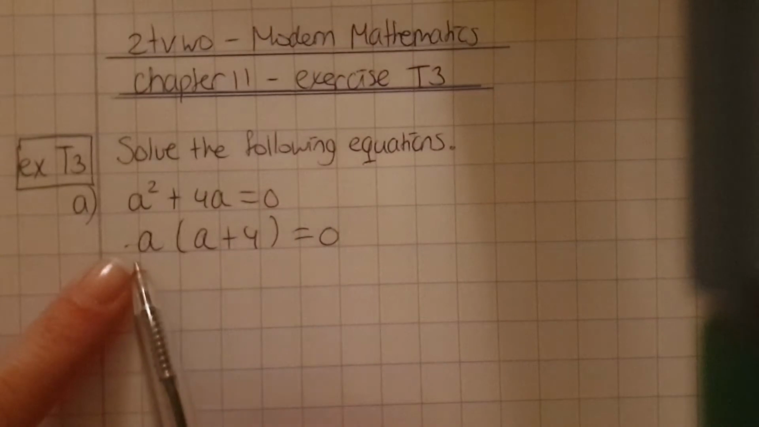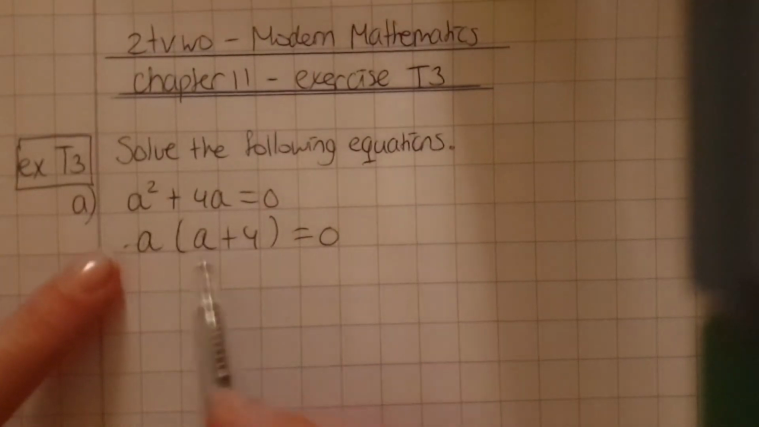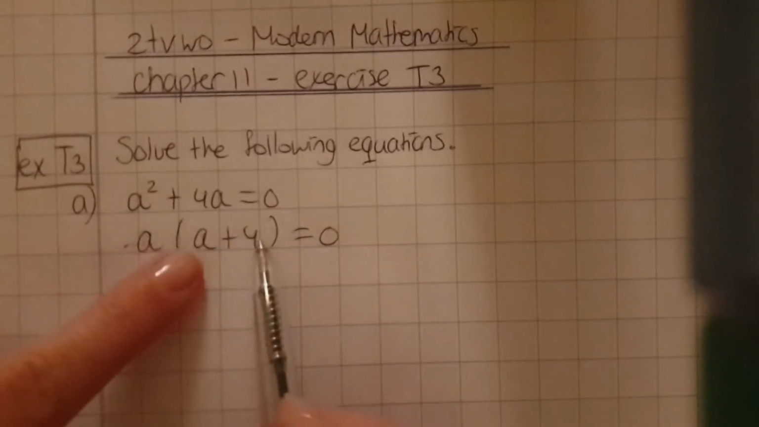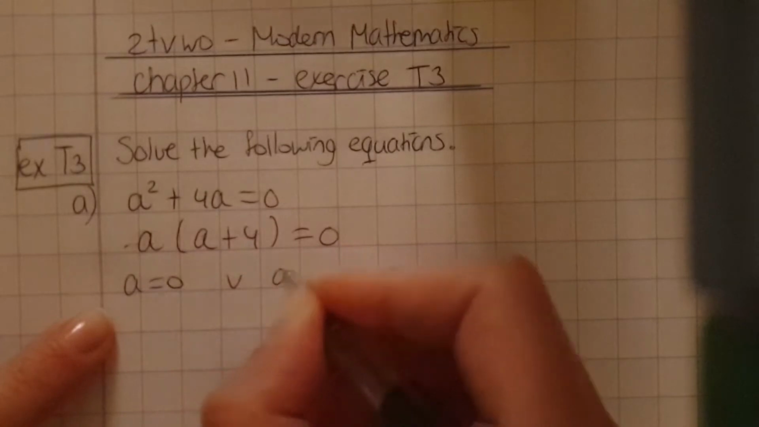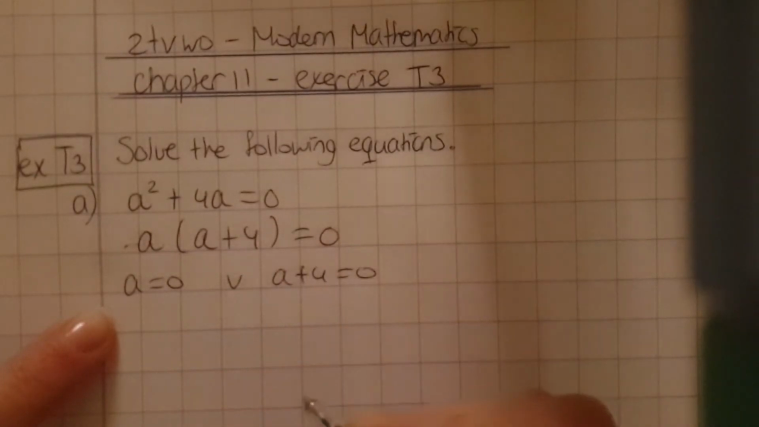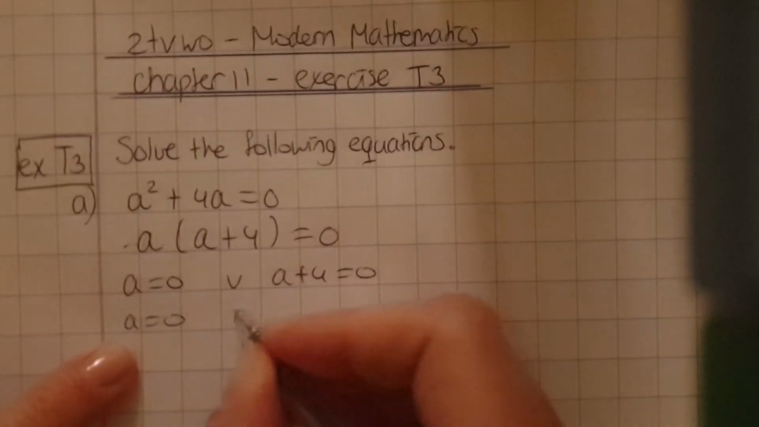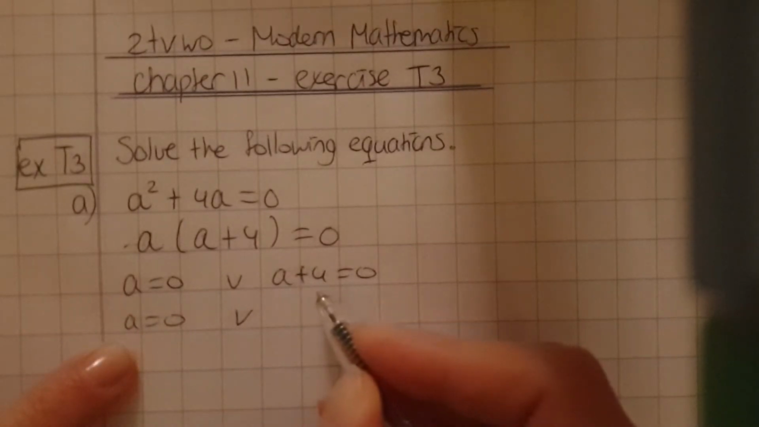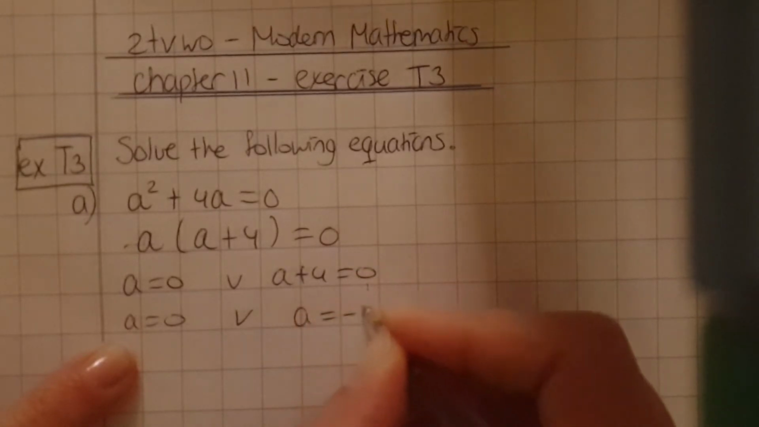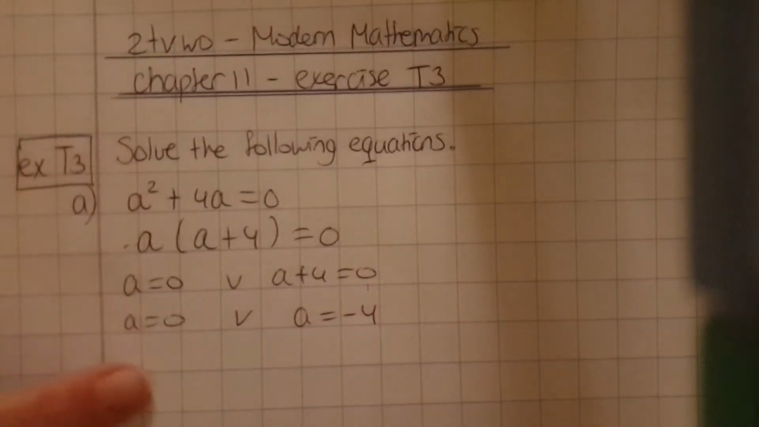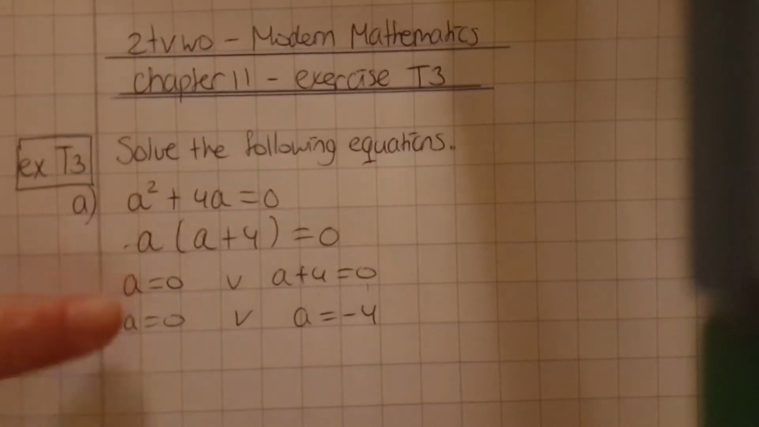Always check this in your head. A times A is A squared. A times 4 is 4A. It's correct. Now, this needs to be 0 or that part needs to be 0. A is 0 or A plus 4 is 0. This stays the same. A is 0. And over here, I'm going to do the mini balance method. Minus 4 on this side, minus 4 on that side. A is minus 4. This is how you have to write it down. So first you copy the exercise, do the factorizing, and then you do the solving.